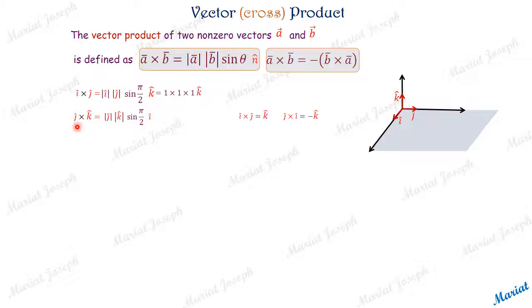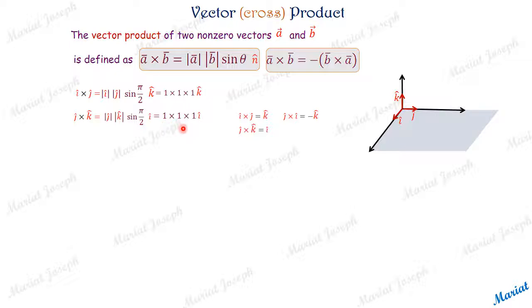Similarly, let's have now j cap cross k cap. Because they are unit vectors, magnitude of j, magnitude of k into sine pi by 2, once more pi by 2. Why? Because the angle between j and k will also be pi by 2, into i vector. Why is it i vector now? Because j and k lie in the YZ plane, so the perpendicular direction is in the x direction. So i cap. Hence, j cross k is equal to i cap.